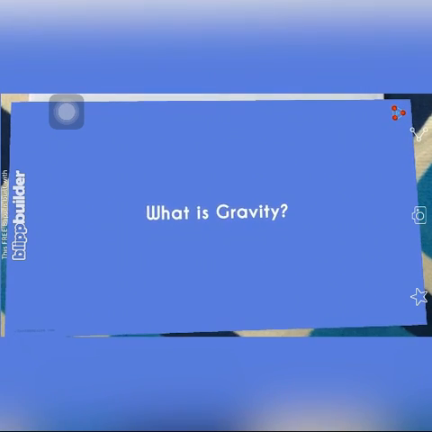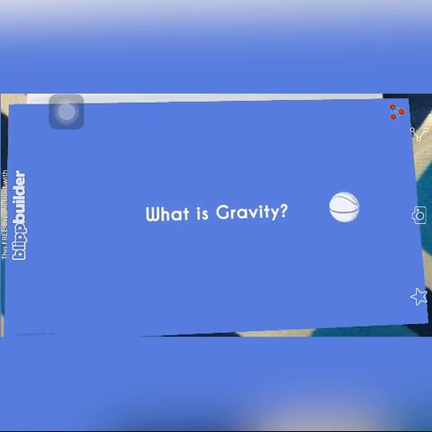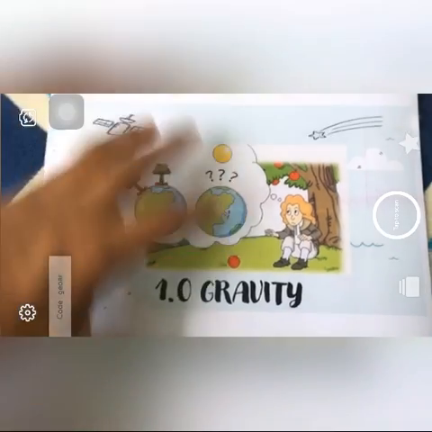Ask anybody around you this simple question, what is gravity? And what you'd probably hear is, it's something that pulls objects towards the earth, or it's a force.